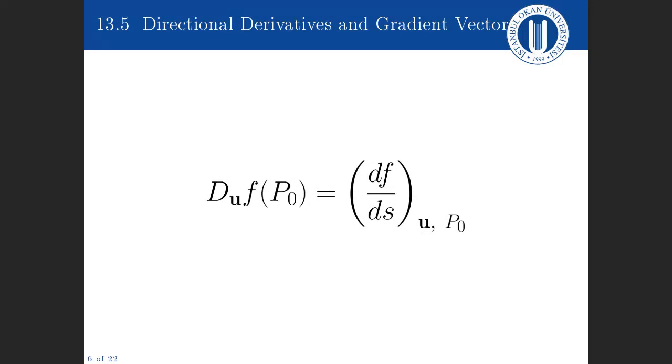There's another way to write a directional derivative. We could write it as open bracket df ds, close bracket, u comma P0. I prefer the notation on the left. I think it's easier to understand which is the point and which is the vector if we use the notation on the left. And easier to understand that this is a directional derivative. It's not the ordinary derivative that we're used to from before.